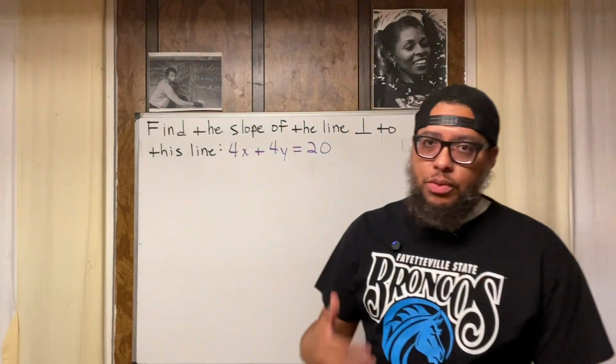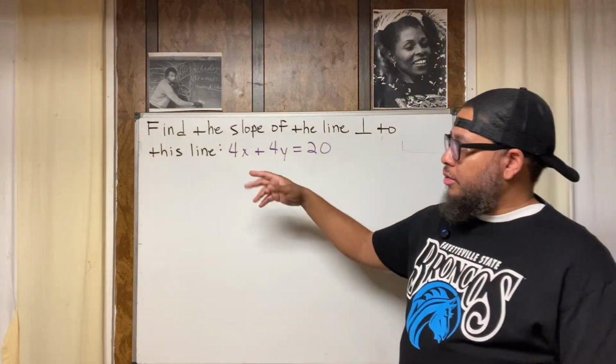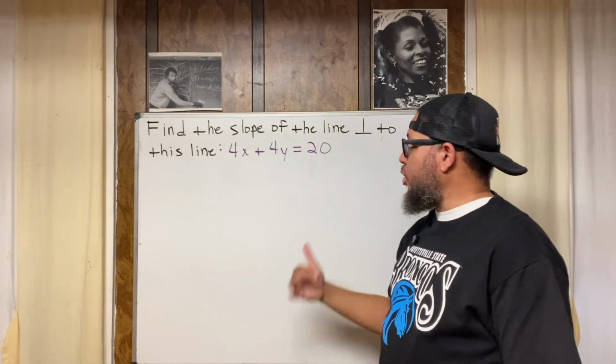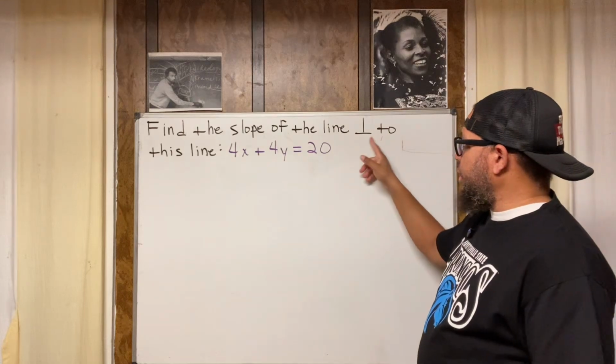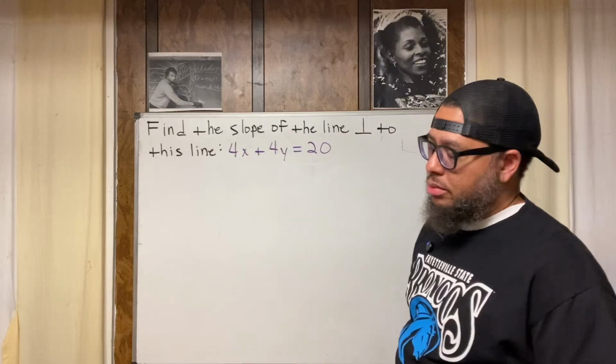Now, what are we going to talk about today? We're going to talk about this. Let's just read the instructions. Find the slope of the line perpendicular to this line. 4x plus 4y equals 20.